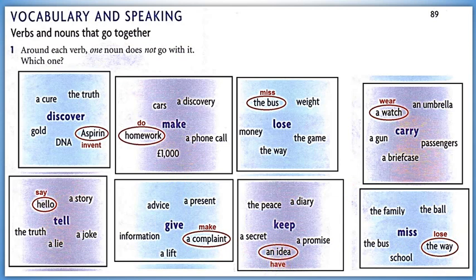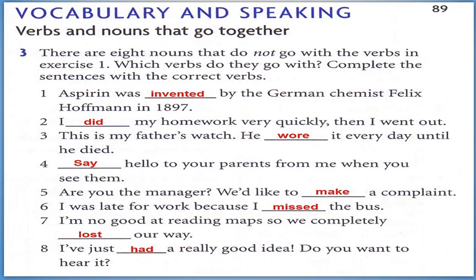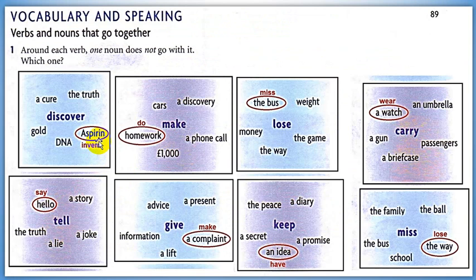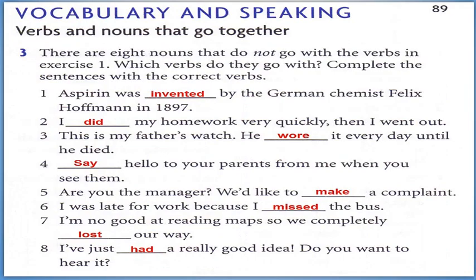نأتي لشكل آخر من هذه التعابير. تمرين آخر للاستخدام مرتبط بهذا التمرين. There are 8 nouns that do not go with the verbs in exercise 1. التمرين اللي هسه حليناه. Which verbs do they go with? احنا ايضا كتبنا مثل ما تلاحظون كتبنا كل اسم والفعل اللي يمشي معه. لاحظ do homework, miss the bus, wear a watch, lose the way, have an idea, make a complaint, say hello, invent aspirin.